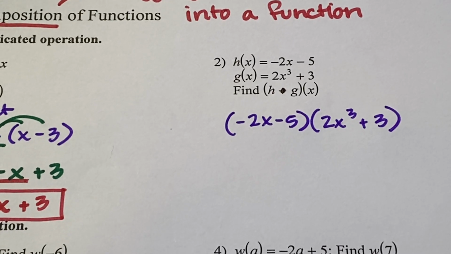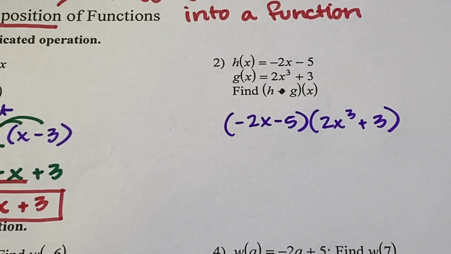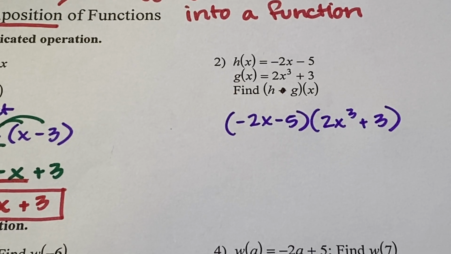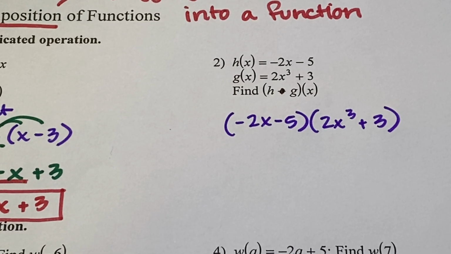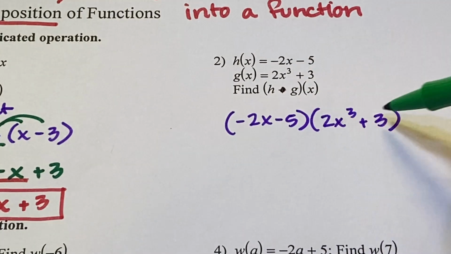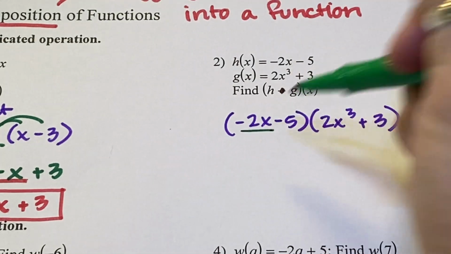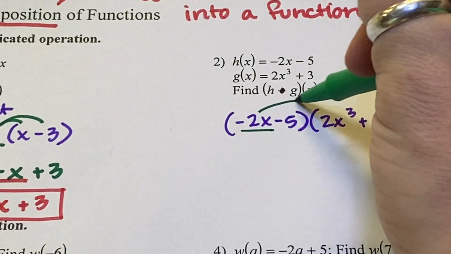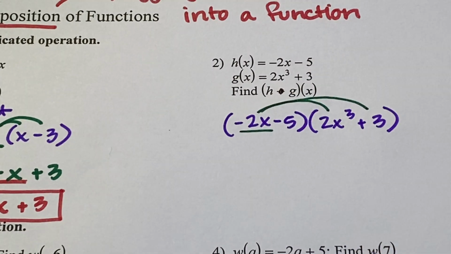What does this look like? What's the method we learned about last year? FOIL, beautiful. I'm not going to write out the acronym FOIL, but you guys get the idea. It basically just means the swooshy method, meaning we need to take each of these terms and multiply it to each of those terms. So let's start with negative 2x. I need to take this term and multiply it to both of those guys.